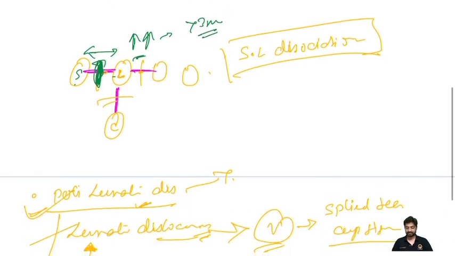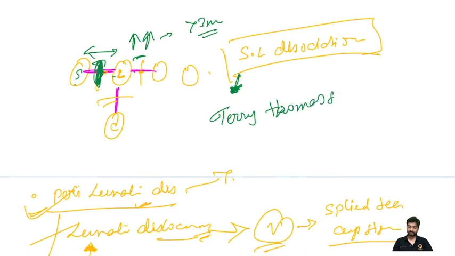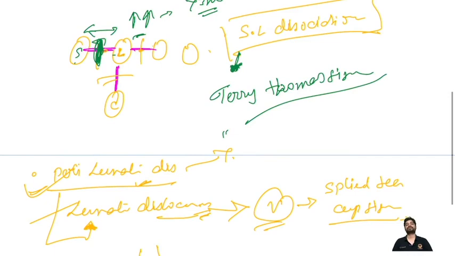If this space is increased, the increased space looks like this on X-ray and is known as your Terry-Thomas sign. So it's known as Terry-Thomas sign. Alright, so a question may be asked: Terry-Thomas sign is seen in which condition? So this is scapholunate dissociation.